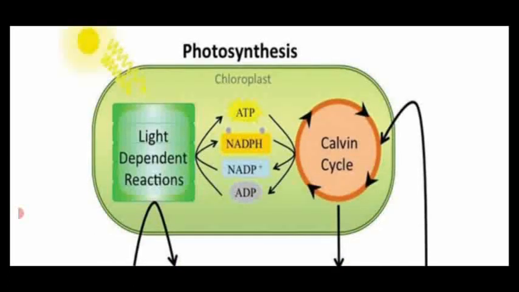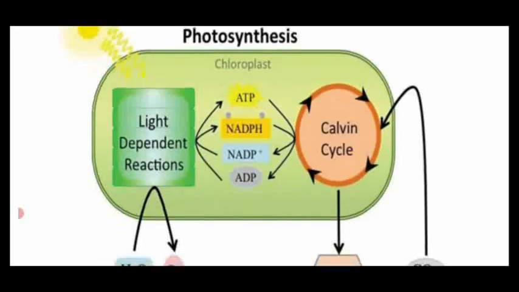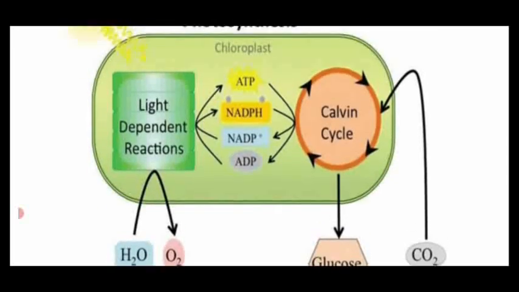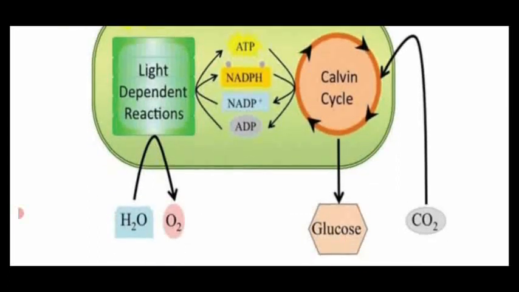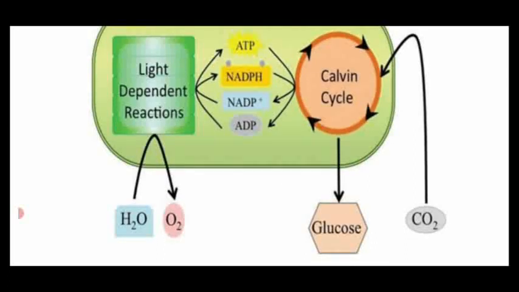So see, there are two reactions. One is the light dependent reaction, that is the Hill reaction. Another one is the light independent reaction, that is the Calvin cycle. In the first one, they produce ATP and NADPH2 and release the oxygen molecule through the absorption of water.